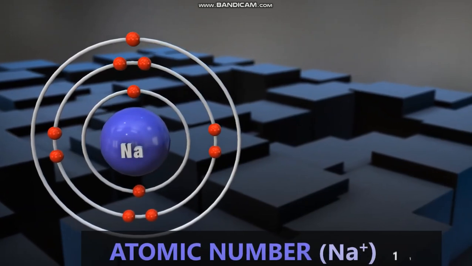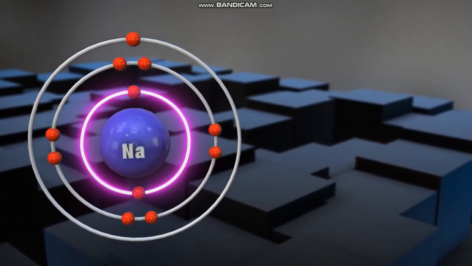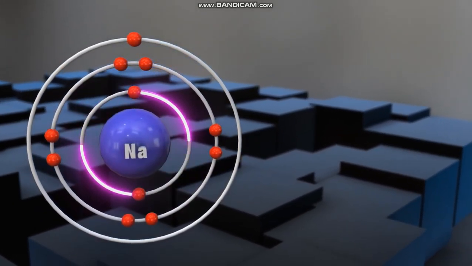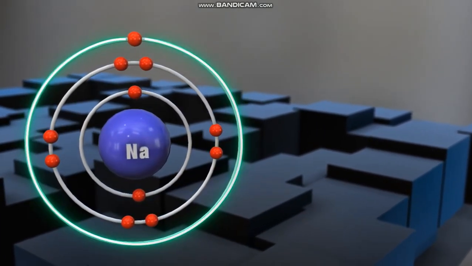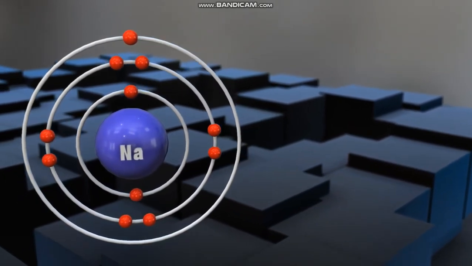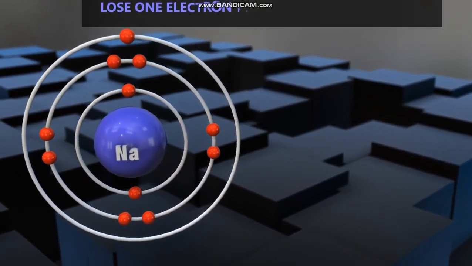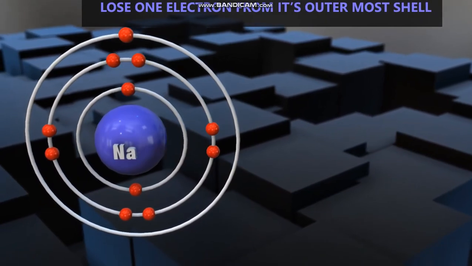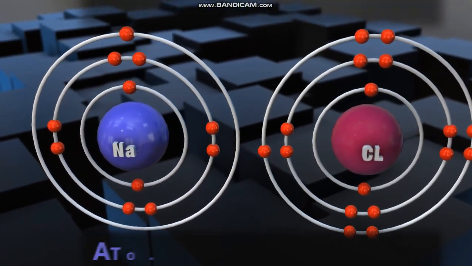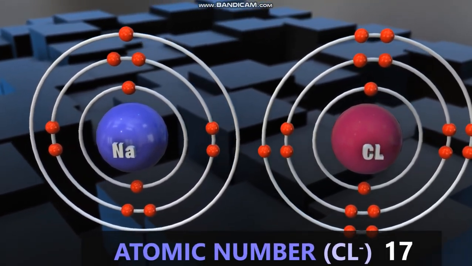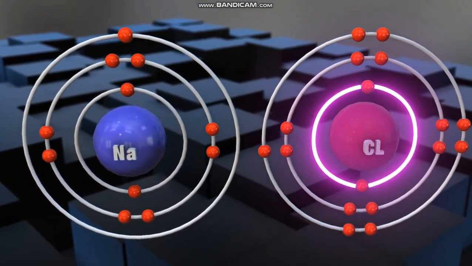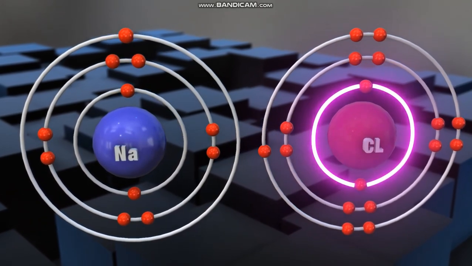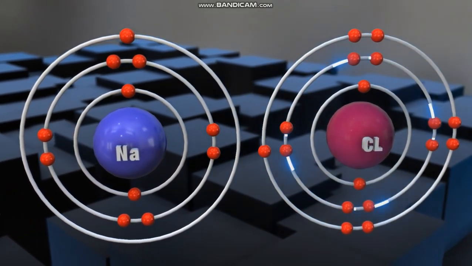Sodium atomic number is 11. Electronic configuration is 2, 8, 1. That means in last shell one electron is present. Then next is chlorine, atomic number is 17. Then electronic configuration is 2, 8, 7. That means in valence shell there are 7 electrons.